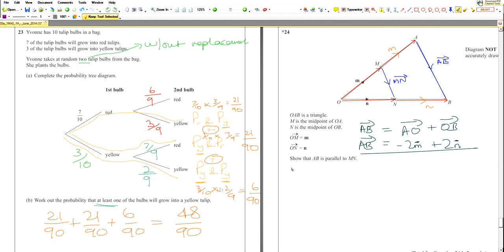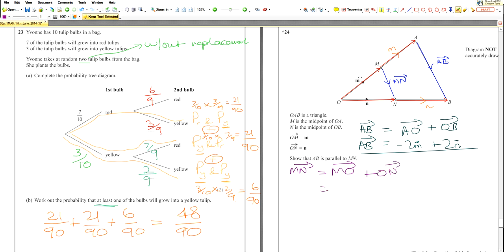So let's have a look at M to N. If I want to go from here to here, I can't go directly because we don't know the vector. We'll go on the scenic route. We'll go this way and then that way. So M to N is equal to, first of all, M to O, that way, and then O to N. So that's my idea.